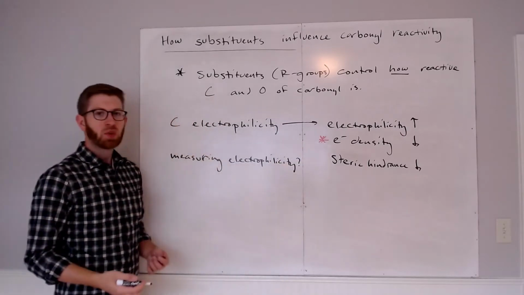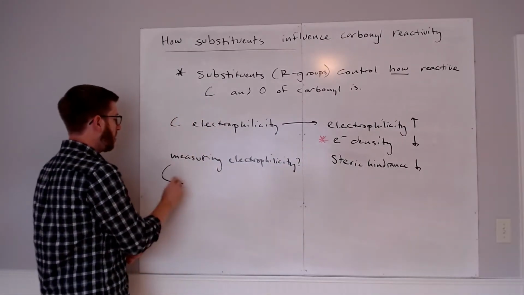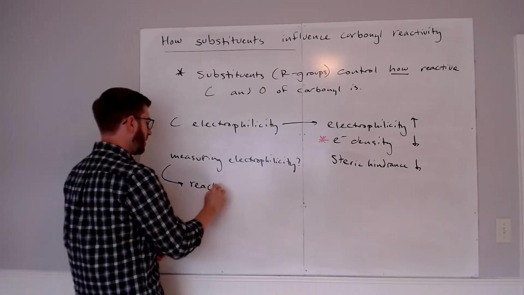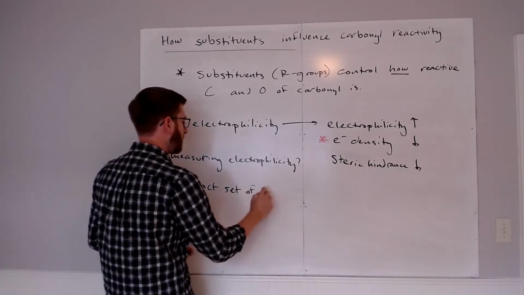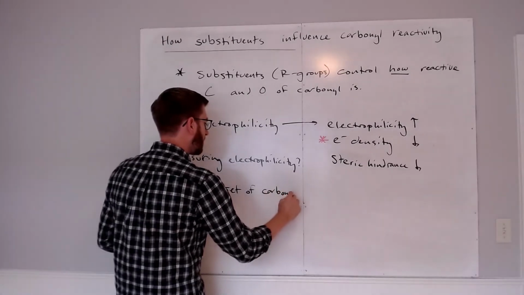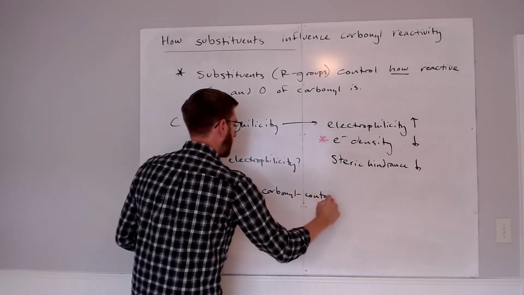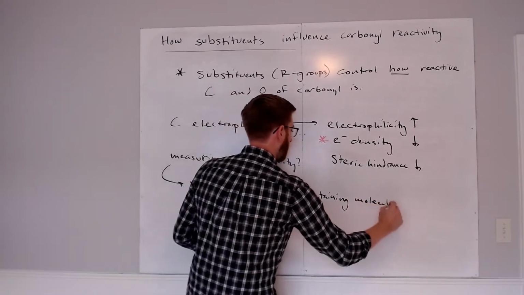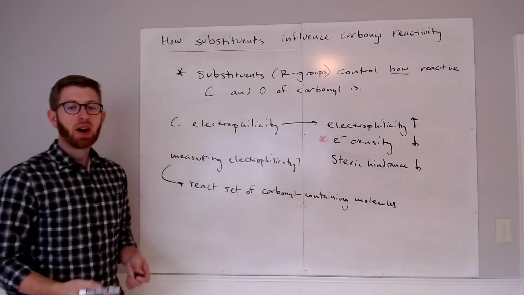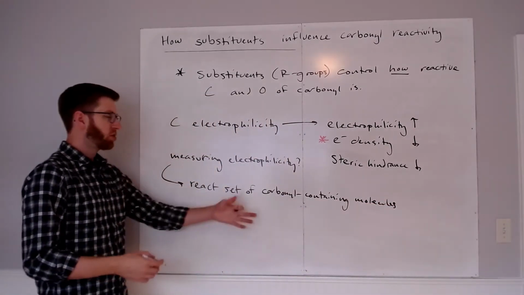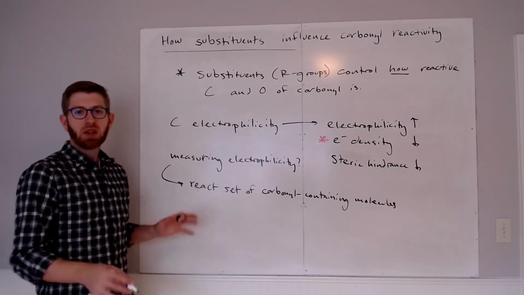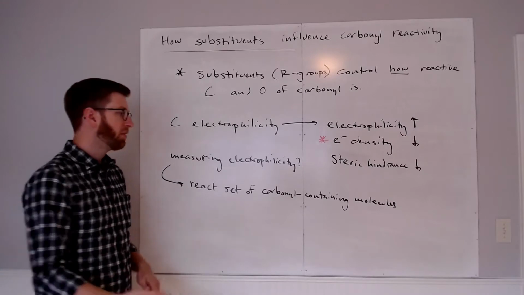There are lots of ways we could potentially do this. Probably the crudest way to do this is to react a set of carbonyl containing compounds with a reference nucleophile. So we would have a variable, which is the structure of the carbonyl containing electrophile, and we would react each of them individually with the same nucleophile.